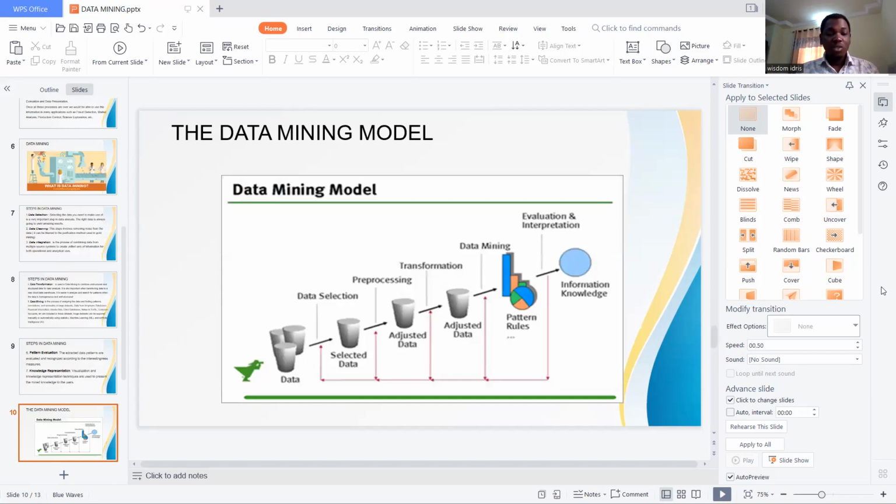So we can look at this picture, we can see the data, the selected data, and the adjusted data under pre-processing. In pre-processing, we're talking about data integration and data cleaning. Then we're seeing transformation and data mining, where you can see the graphs. Then evaluation and interpretation is where you talk about information and knowledge.